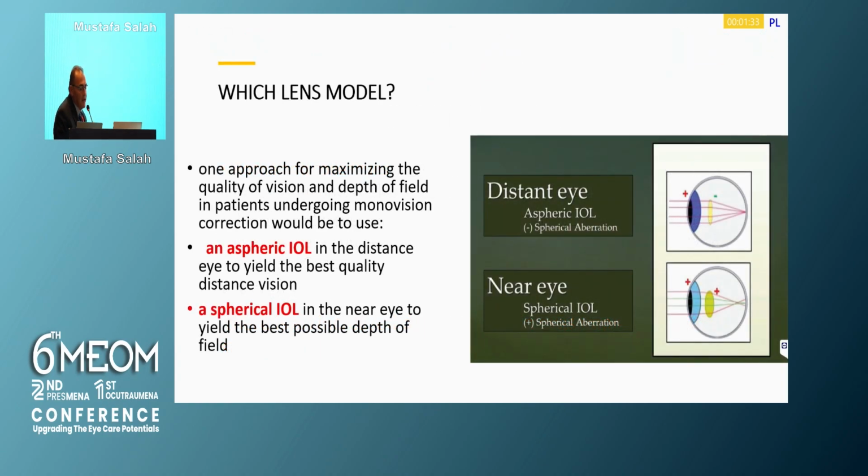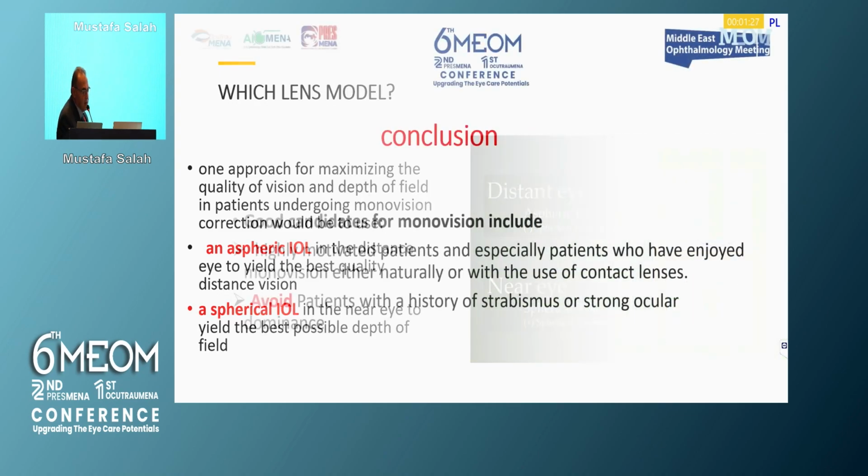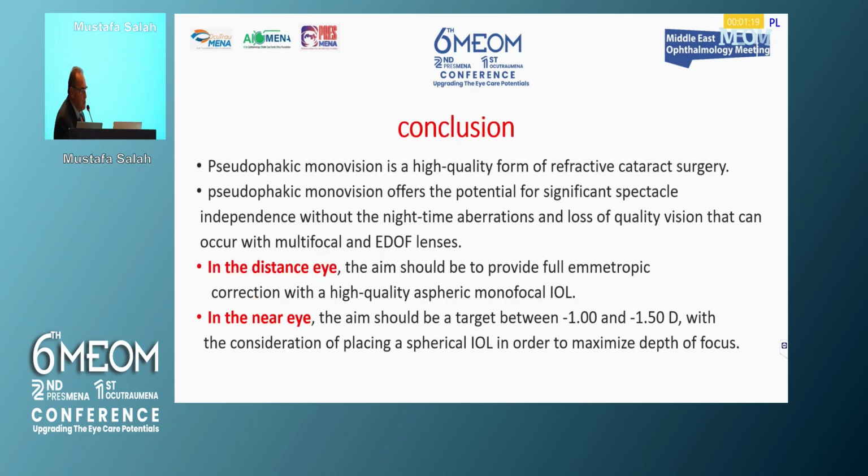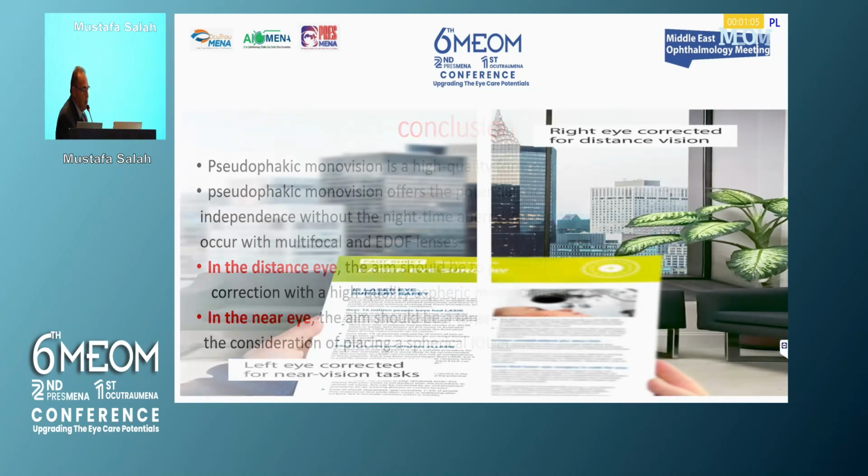So it's better to use an aspheric IOL in the distance eye and a spherical IOL in the near eye. In conclusion, good candidates for monovision include highly motivated patients; avoid patients with a history of strabismus. For pseudophakic monovision, we use in the distance eye, as I told you, a full emmetropic target, and in the near eye we can aim for mild myopia.